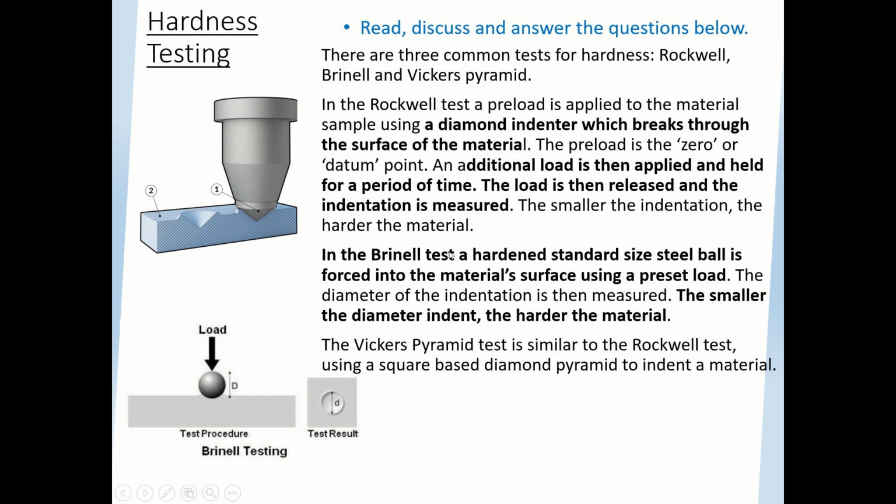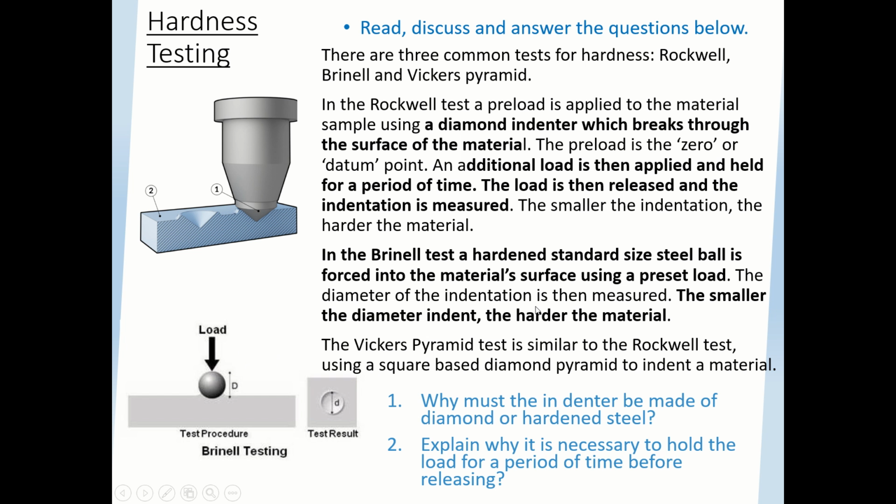In the Brinell test, a hardened standard size steel ball is forced into the material surface using a preset load, and then the diameter of the indentation is measured. The smaller the indent, the harder the material. Vickers Pyramid is similar to the Rockwell one, the first one. So why must the indenter be made of diamond or hardened steel? Well, the indenter must be harder than the material. That's the obvious thing for that.